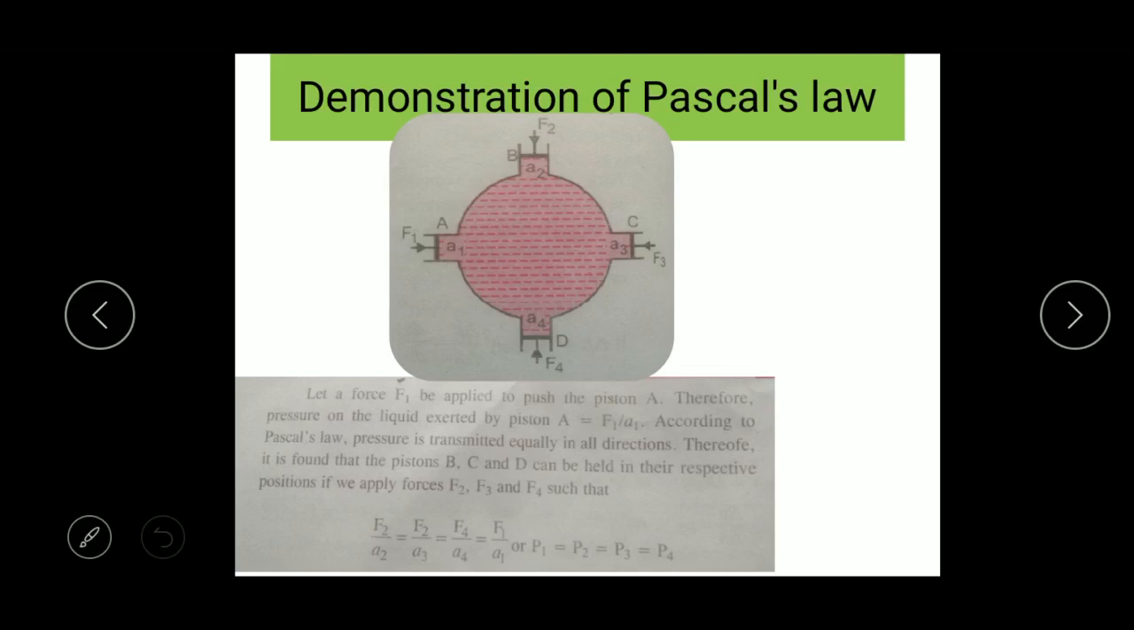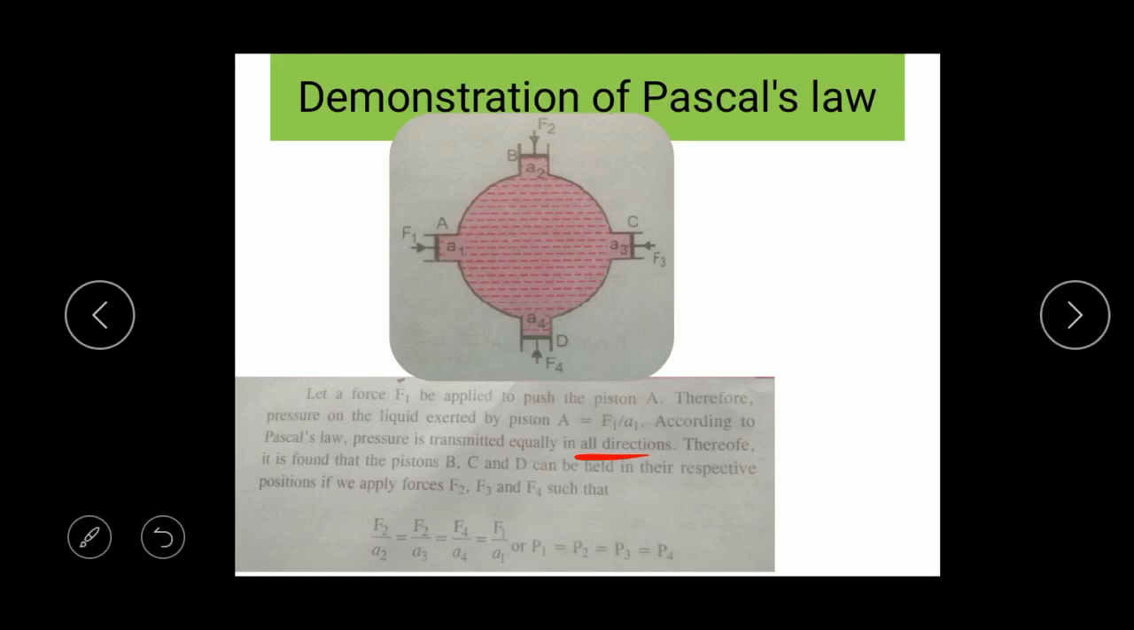Now, when a force F1 is applied on piston A to move it, the pressure exerted by the piston on the liquid is equal to F1 divided by A1. This is the pressure on the liquid exerted by piston A. According to Pascal's law, that pressure is transmitted equally in all directions, to every portion of the liquid and the walls of the container, without diminishing in magnitude.